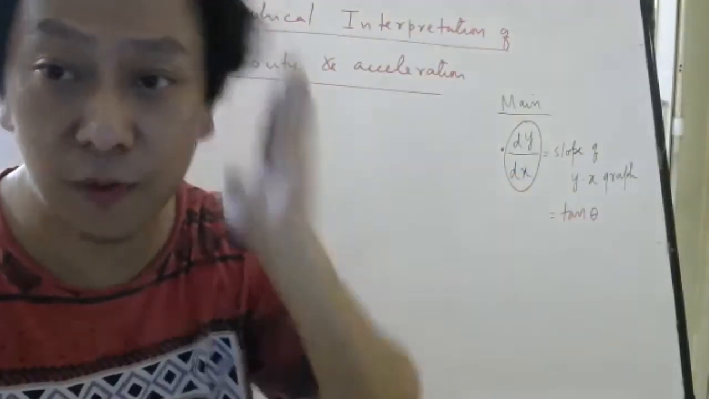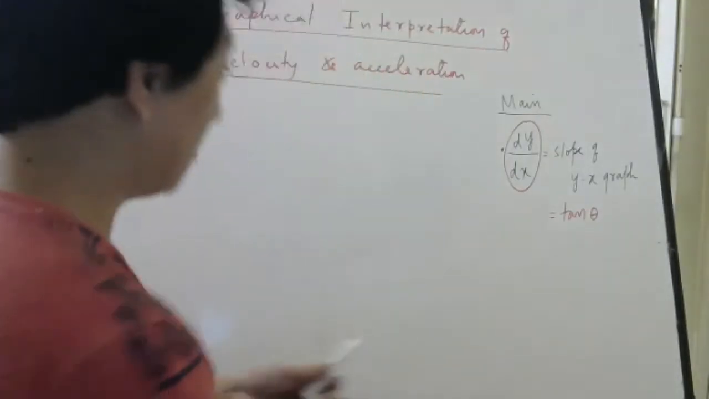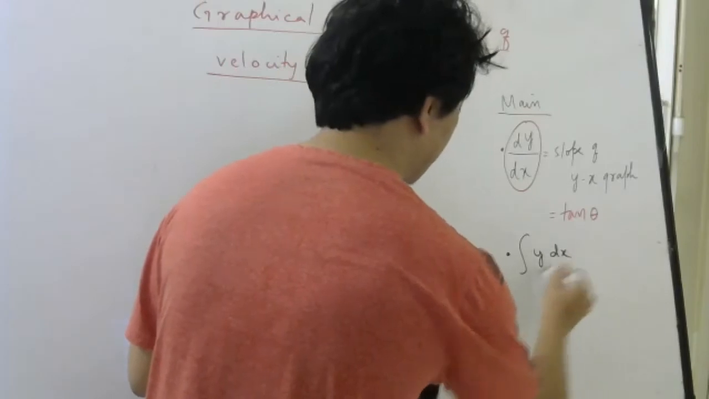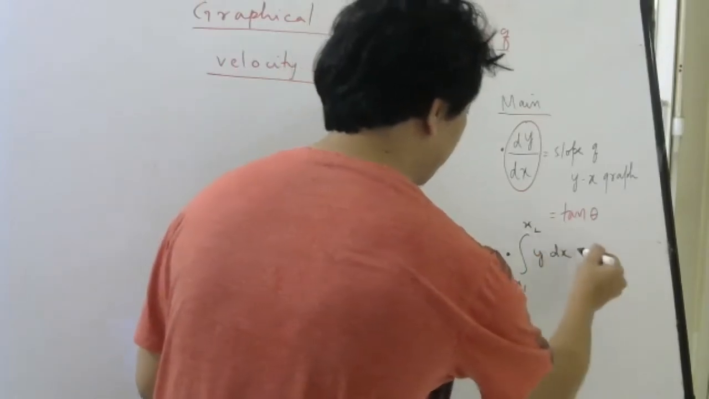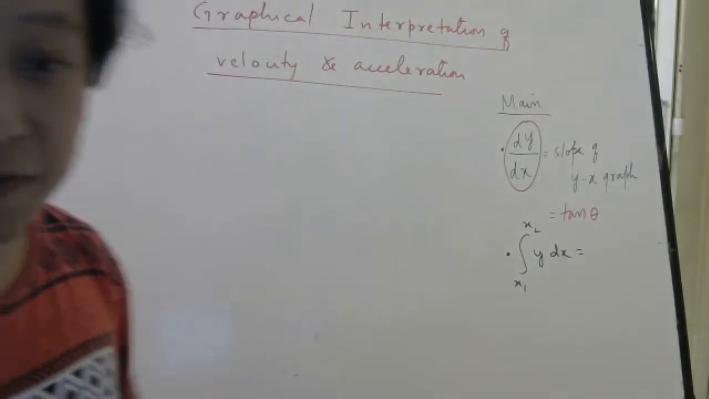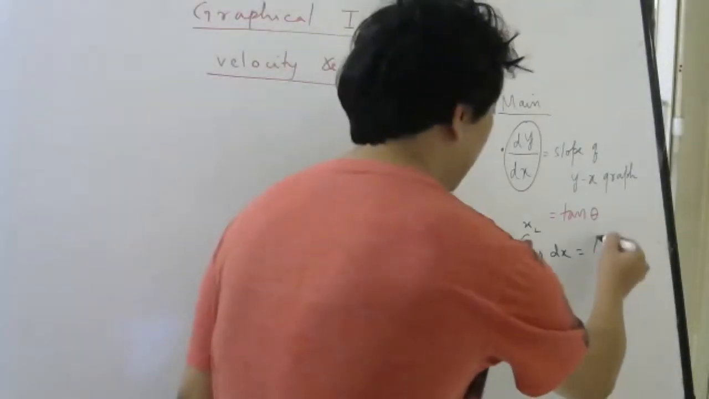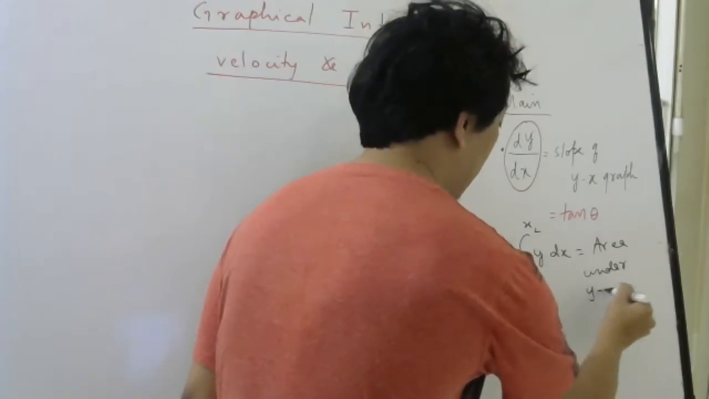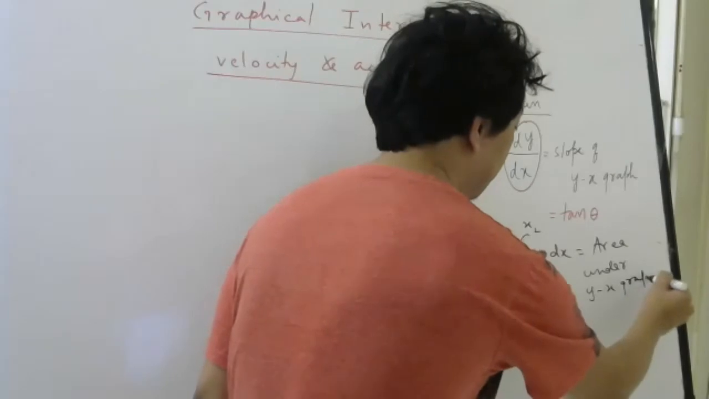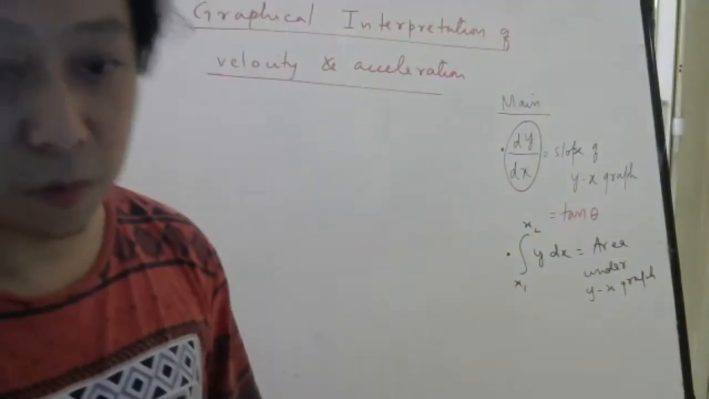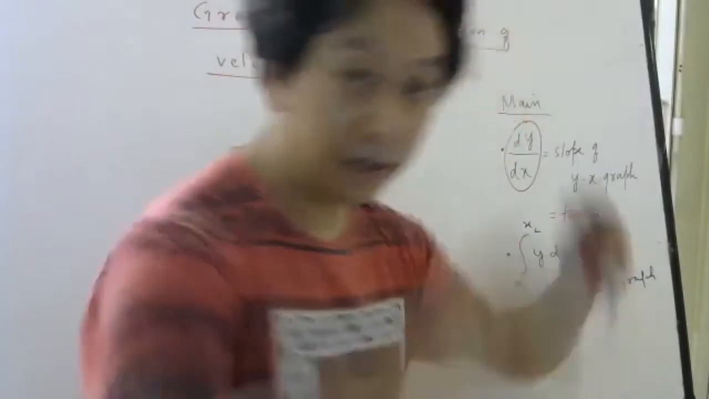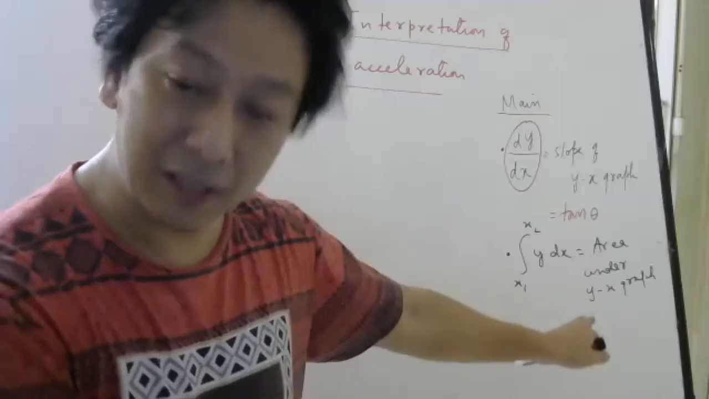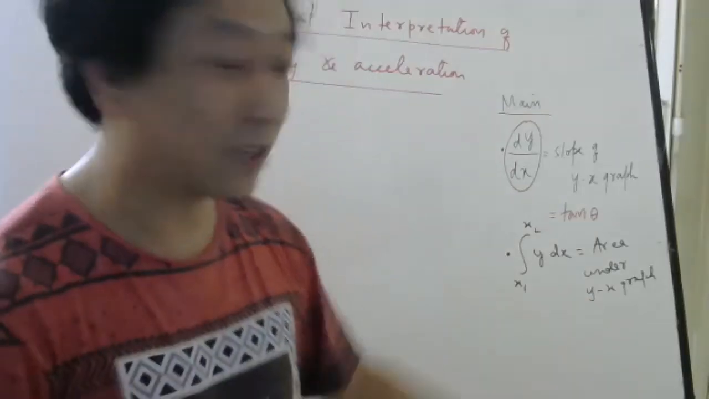And mathematically, how will you measure? Tan theta. Similarly, integration of y dx from x1 to x2. What does this give you graphically? Very good. Area under yx graph. Area under yx graph between x1 and x2. This also I have done. In integration also I have done. In revision class also I have done.